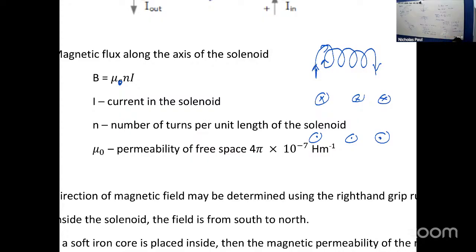What's your current doing? See that? What is this line here? What's your red line? It's going in at the top and then coming out at the bottom. In at the top, out at the bottom. So therefore you have crosses on top, dots underneath.